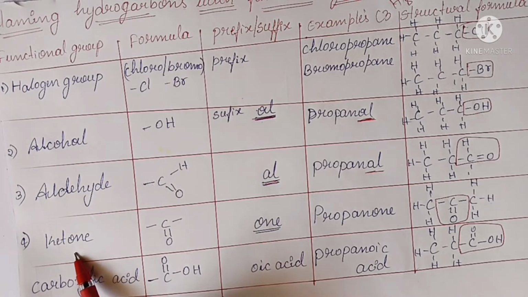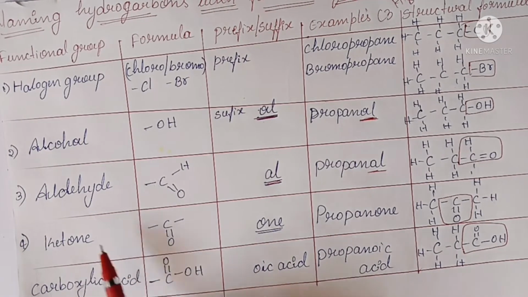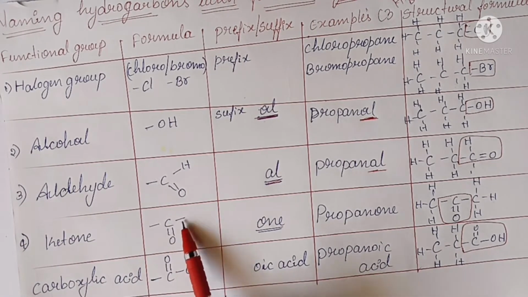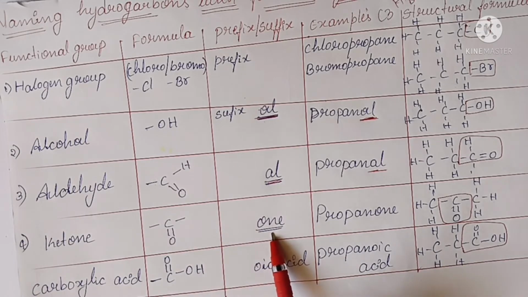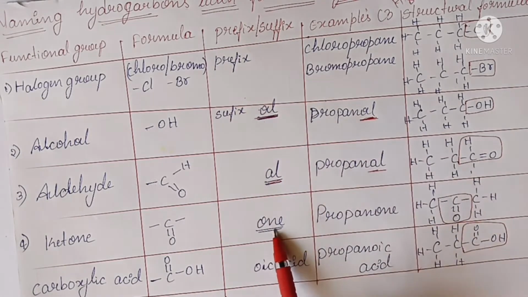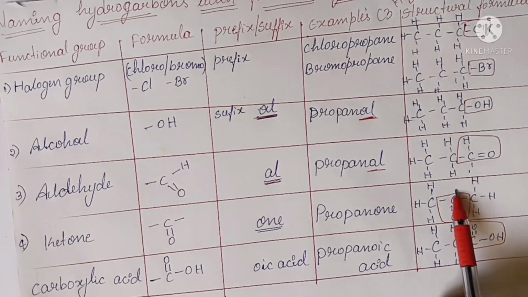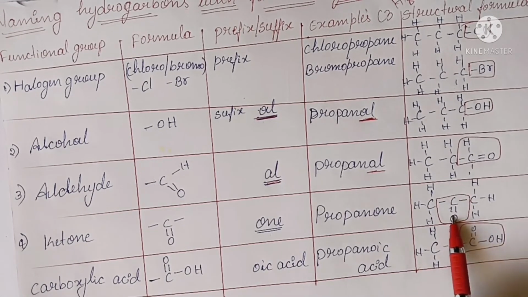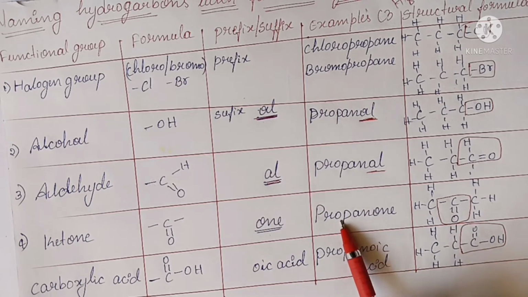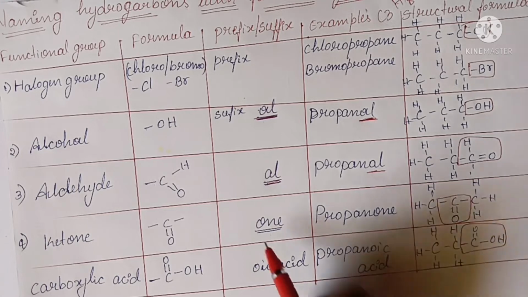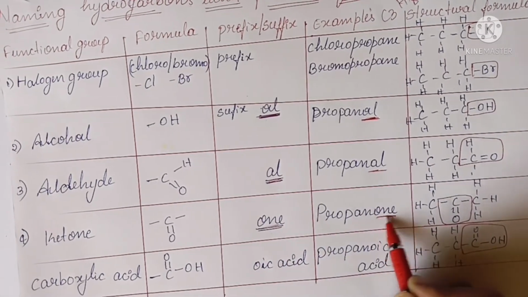Next comes the ketone. The ketone functional formula is bond C double bond O bond. We call that a suffix, that is ONE. Here I have attached a ketone to propane. The ketone functional group on propane, so the name we mention is propanone. Propanone. See, ONE here, also ONE is there.